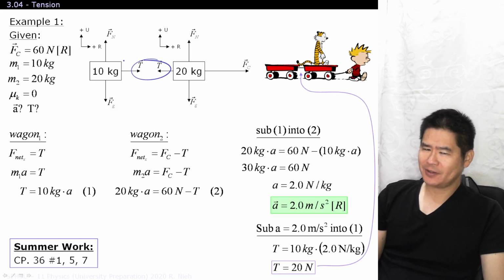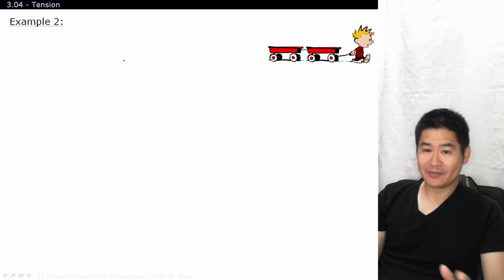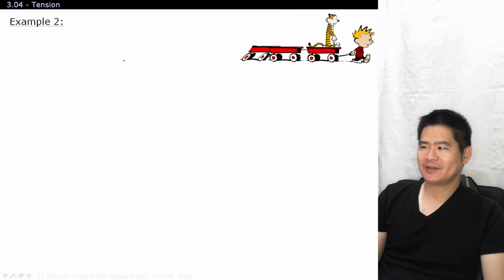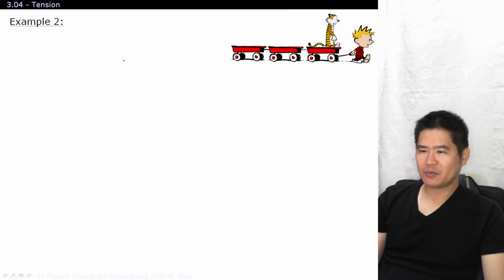However, in the regular school year, let's deal with even more interesting problems. Okay, so because Calvin loves wagons so much, he ended up getting another one just for kicks. There you go. So how are we going to solve this problem? And to make things a little bit more interesting, how about we factor in friction as well?